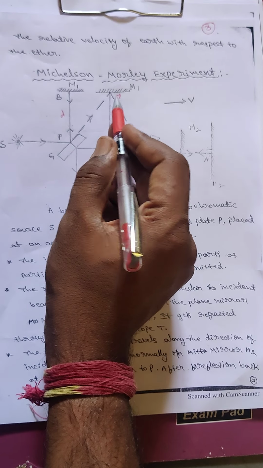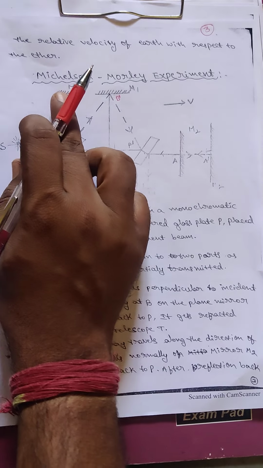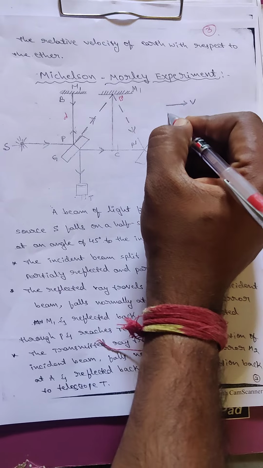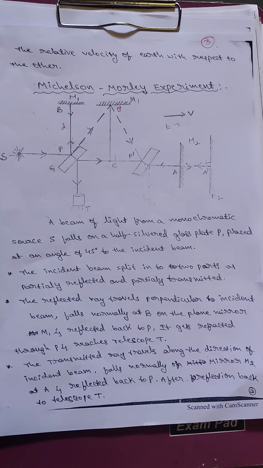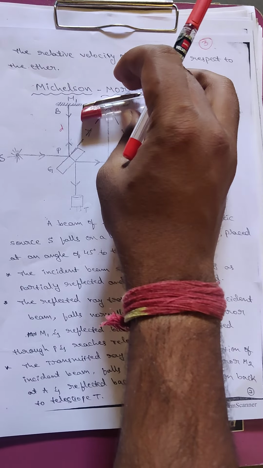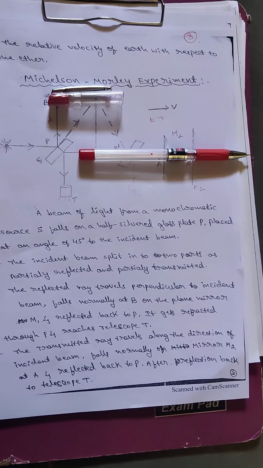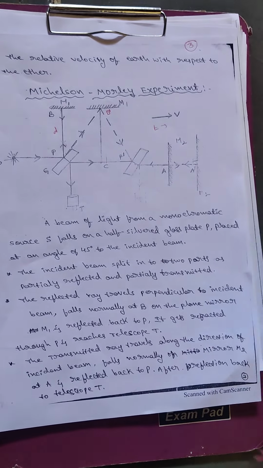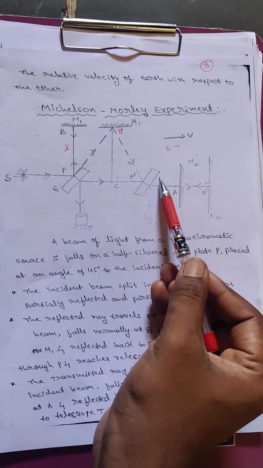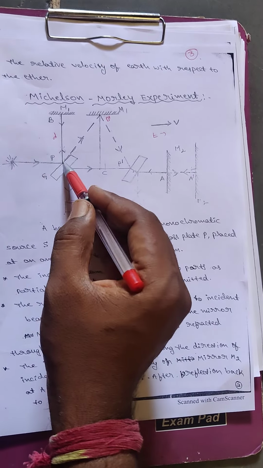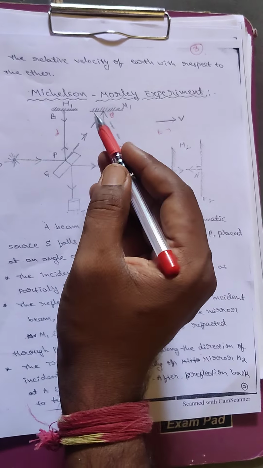Here B dash and M dash are nothing but the mirror M1 and plate P. After some time, we consider that the earth and ether are in relative motion. After some time, the mirror is moving in this direction and the ether in this direction, both are moving. So after some time, the same mirror is here and the plate is here. The distance between P and A is the same, and the distance between P and B is also the same.